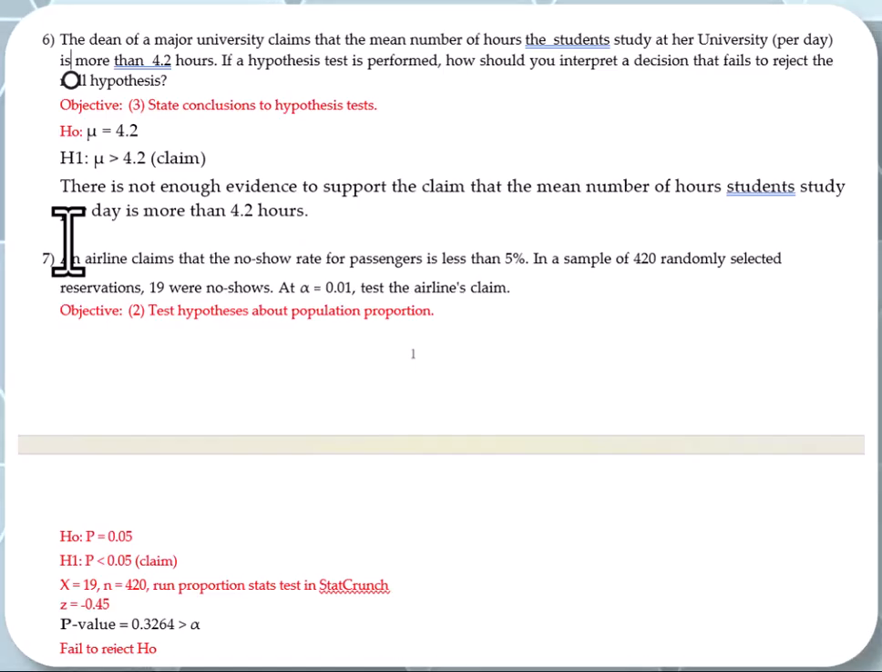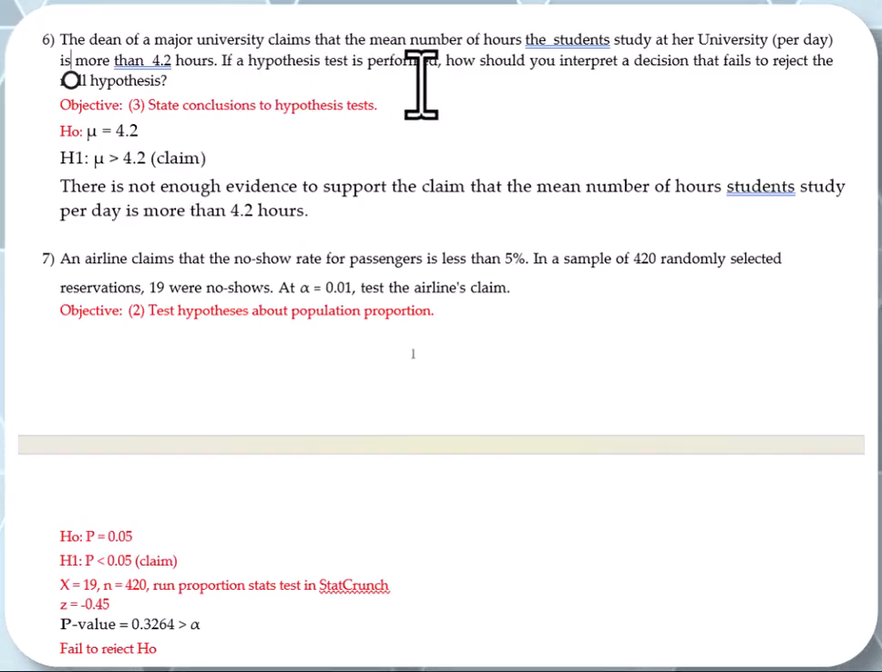The dean of a major university claims that the mean number of hours the students study at her university per day is more than 4.2 hours. So I've written the null and the alternative hypothesis here. H1 will be mean greater than 4.2. H0 will be mean equals 4.2, and the claim is in the alternative.